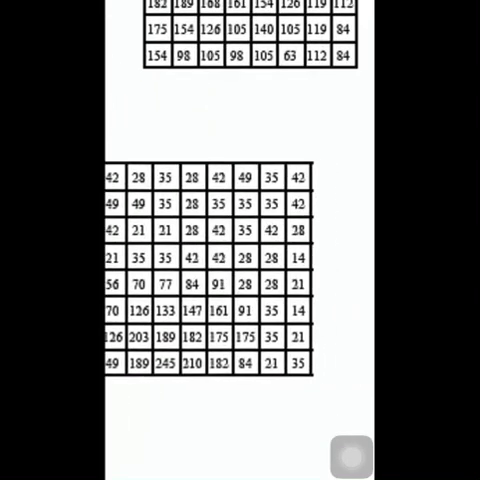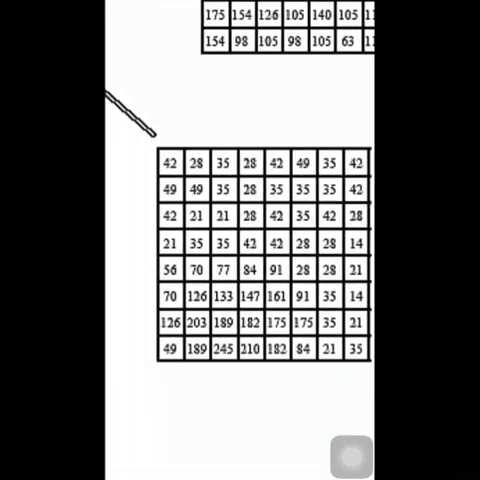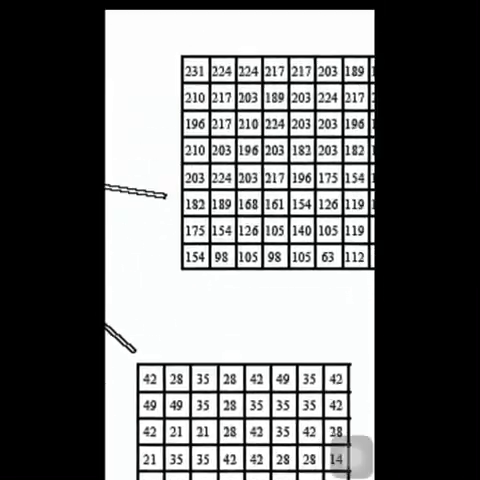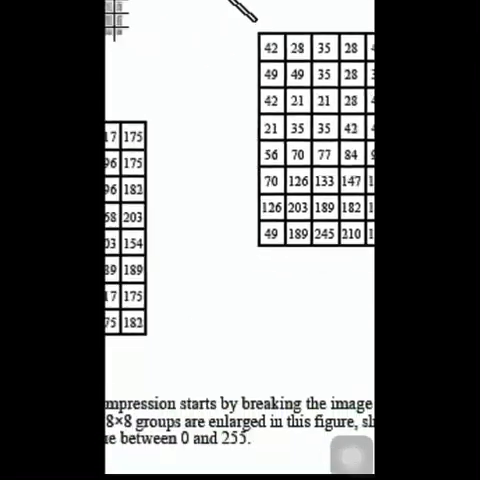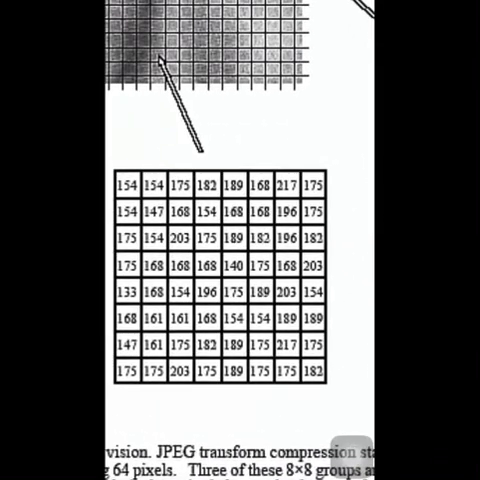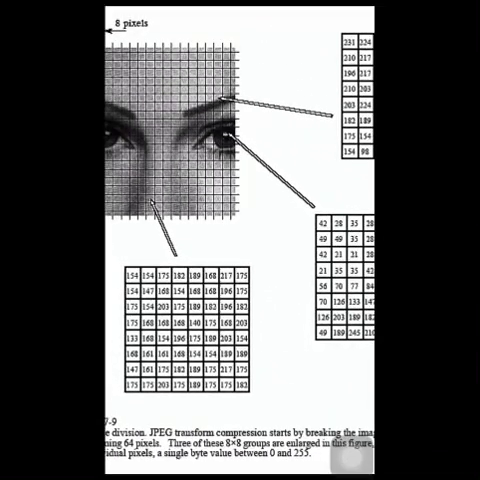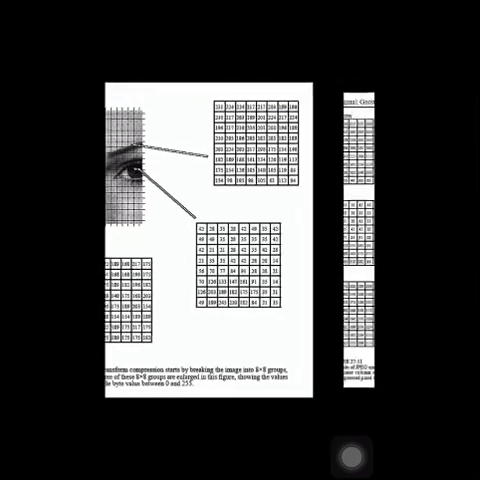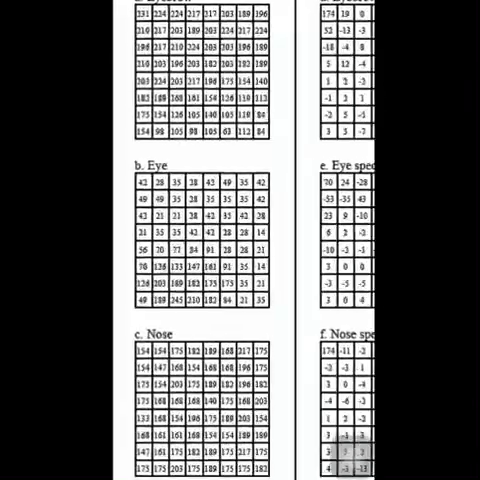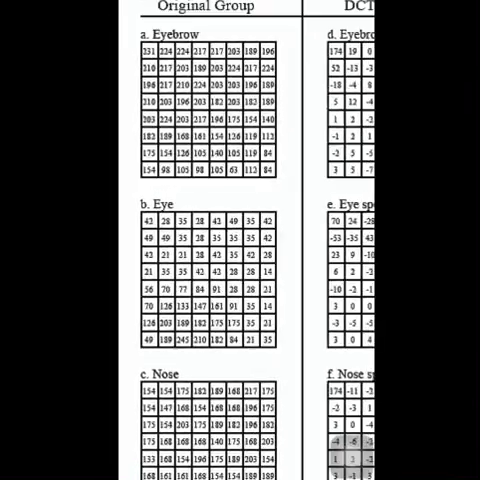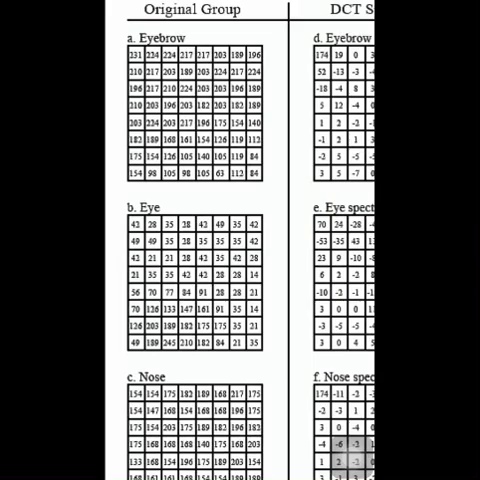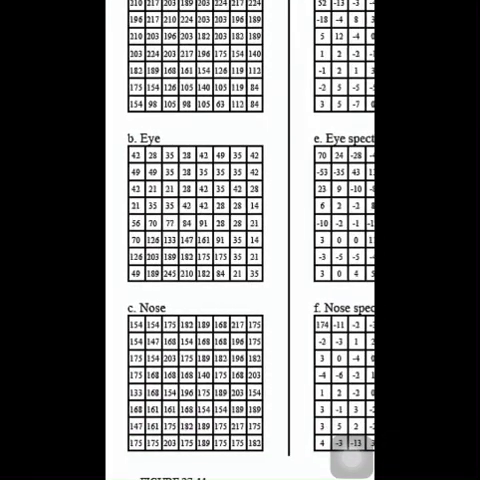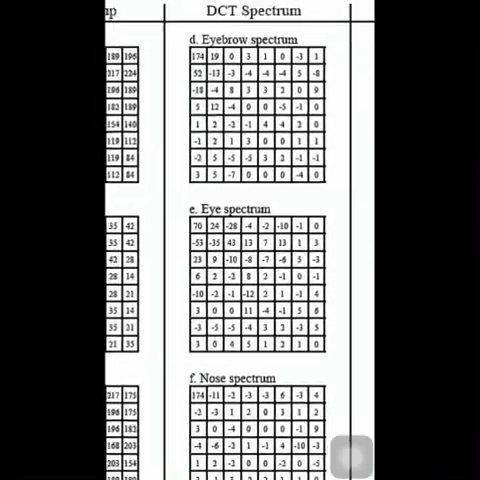Then this one is for the eye region, and this one is for the nose region. Clear? So these are the three areas which I have taken as examples. Now these are the original images. Matrix A is your eyebrow, matrix B is your eye region, matrix C is your nose region.